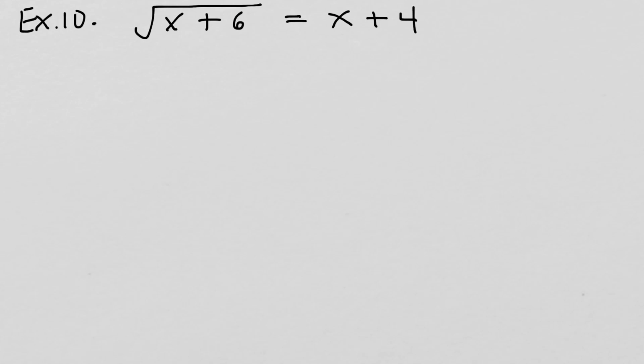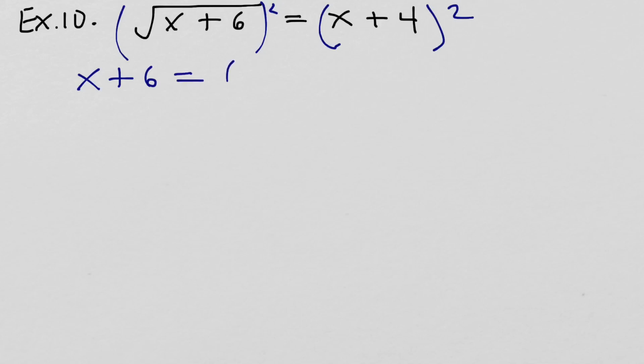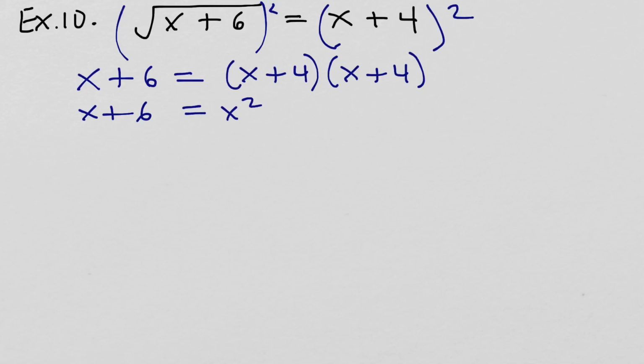Okay, so here's one more example, and then we'll be done. So I'm going to square both sides here. So I'll get x plus 6 is equal to x plus 4 times x plus 4. So that's x plus 6 is equal to x squared plus 4x plus 4x. So that's 8x plus 16. All right, so I've got a quadratic to solve here. So I'm going to get everything over to one side.